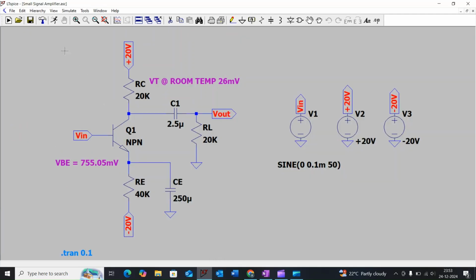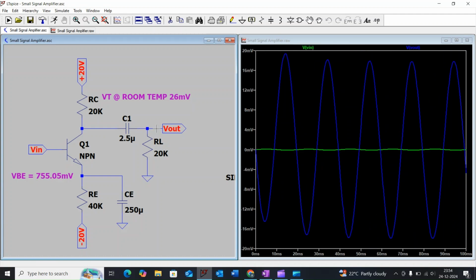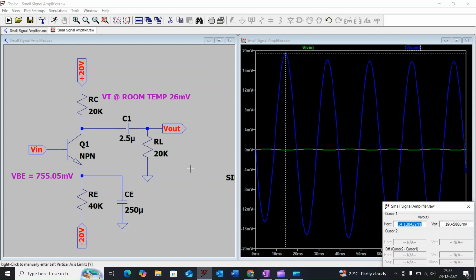Let us verify this in simulation. Here we are going to apply 0.1 millivolt AC signal at the input, and we are getting the output voltage as almost 185 times the input voltage. By considering this circuit, we are able to understand how to amplify small signals.